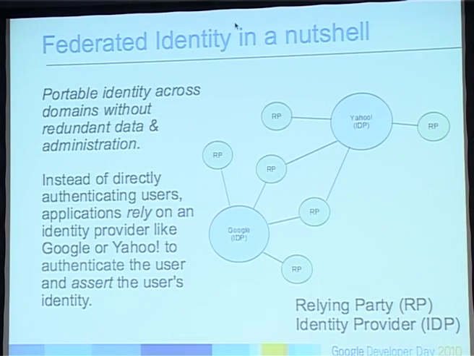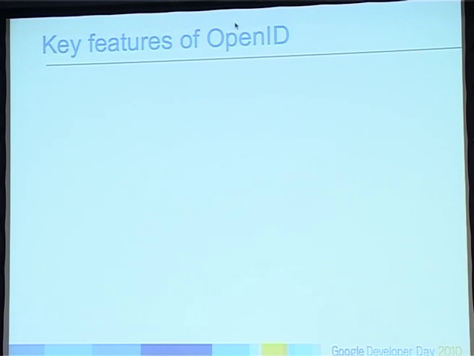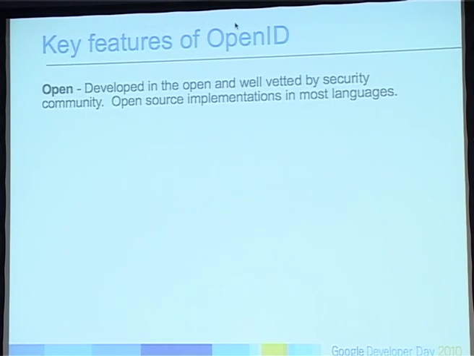There are a lot of IDPs out there that support OpenID. Google is one, Yahoo, MySpace. Every Google Apps domain is actually an OpenID provider, and anyone can actually be one. So a couple of key features of OpenID. One is that this is an open protocol. It's developed in the open. It's been very well vetted and reviewed for security. It's actually been approved for use in logging into government sites in the US.